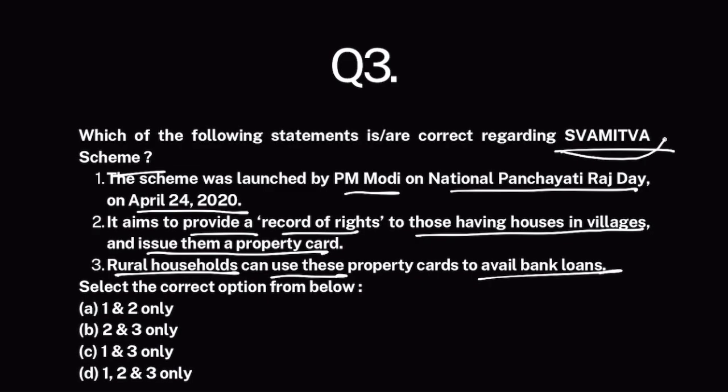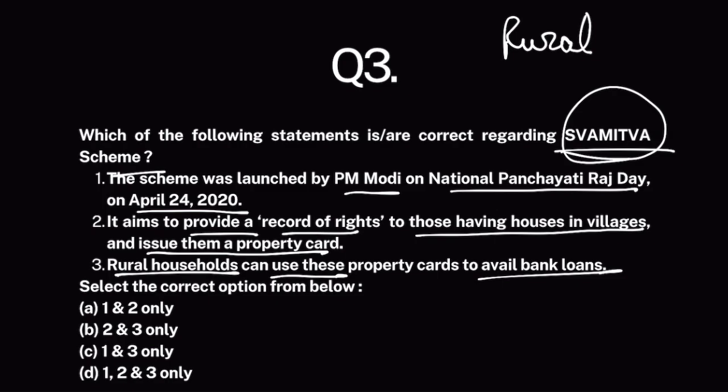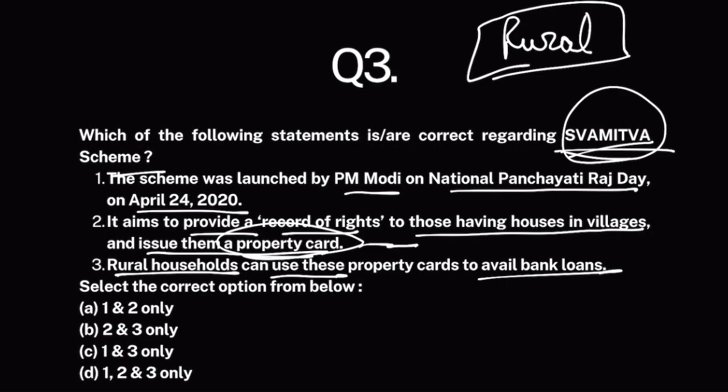Okay. So Swamitva scheme is basically a land survey scheme. Through drones and satellites, land would be surveyed, rural landscape would be surveyed. And all those people who have houses in rural India, those people who own houses in rural India, they don't have proper documentation of that house. But through Swamitva scheme, they will now receive a property card. They can use this property card to leverage it as a collateral in a bank and avail a loan.